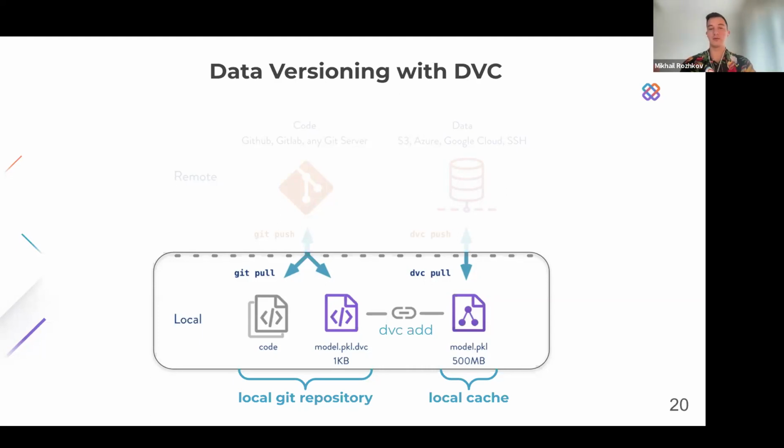So you have code, and you have some data files locally, and to add new changes, new versions, to Git, we use git add and git commit. With DVC, it's very similar. It's the dvc add command. We can use this command to put a file under DVC version control, and DVC will generate metadata that we put into the Git repository, but keeping that model file itself separately in the cache directory.